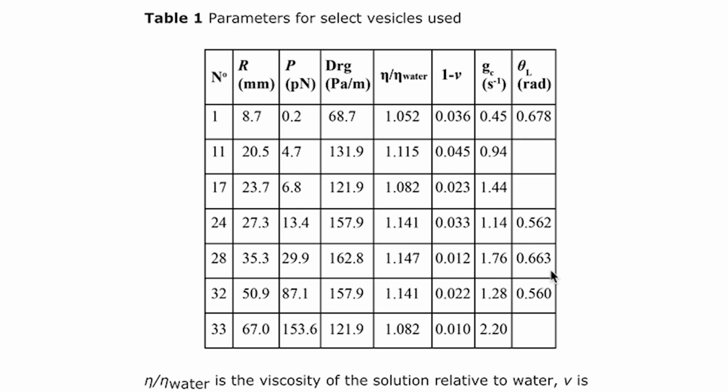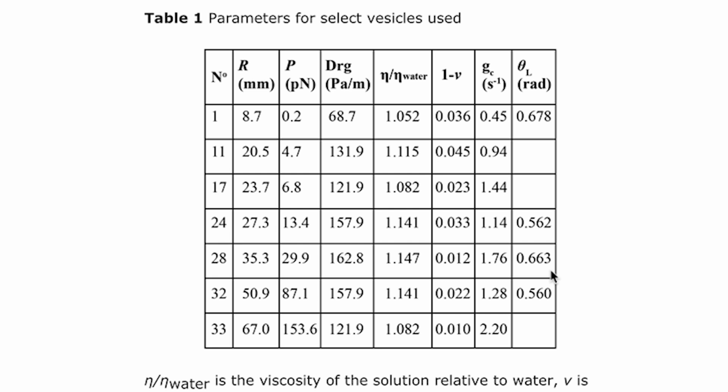So we have this table 1 where they give us all of these different values. My N naught, which I'm guessing is different experiment numbers. We have my radius. We have my P, which is apparent weight. We have my DRG, which is in pascals per meter. We have the viscosity of this thing divided by the viscosity of water. That's the funky N that we have there. 1 minus, I'm guessing, the velocity here. We have GC, which from up above is the shear.